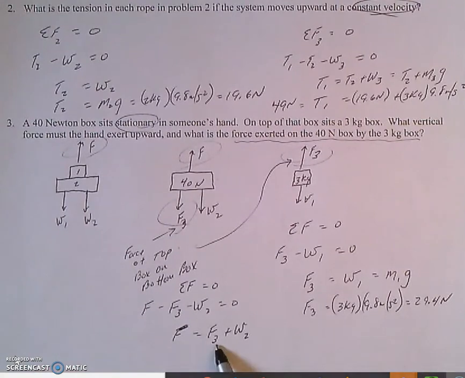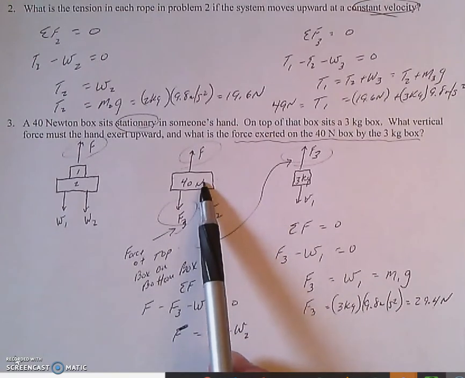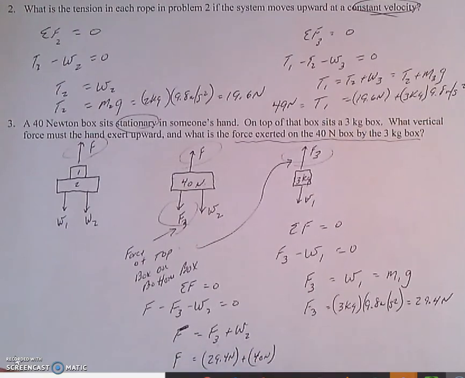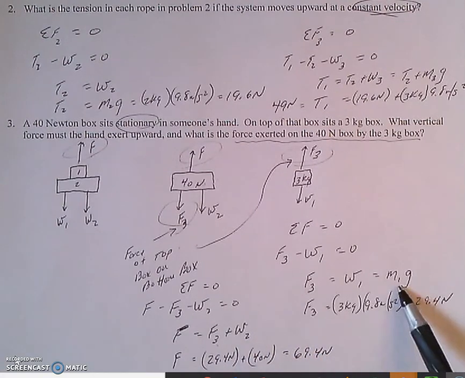Well, do we know F3? Yeah, it's 29.4. Do we know W2? Well, we've been substituting M times g for these W's, but we don't have to in this case because this is a 40 Newton box. That's the weight of the object. So then F simply becomes 29.4 newtons plus 40 newtons, or 69.4 newtons. Now again, this just shows you, don't get habitual about this. Don't automatically think you've got to plug in M times g to get the W. Sometimes you do, sometimes you don't.